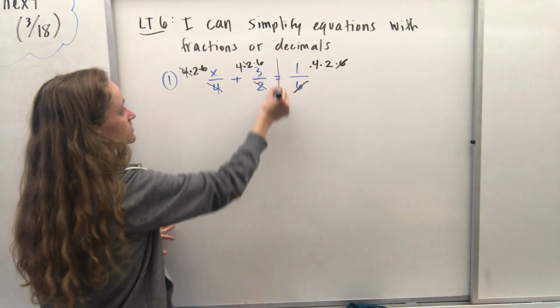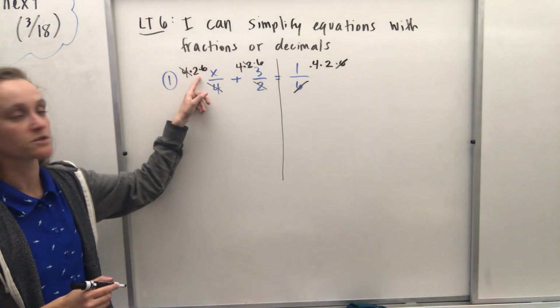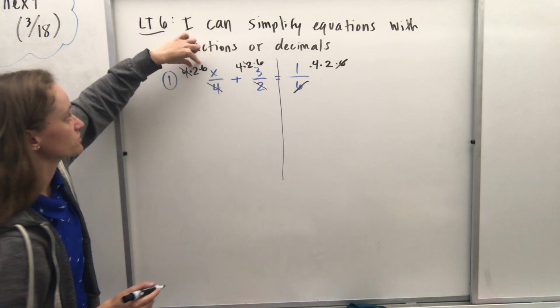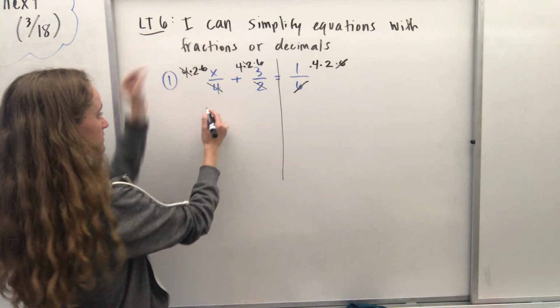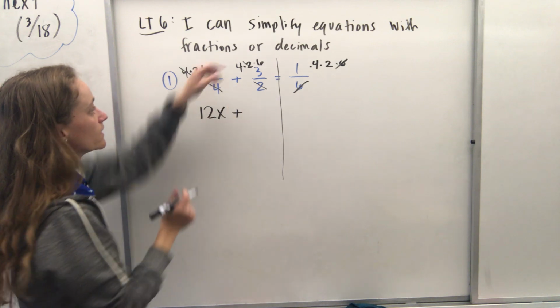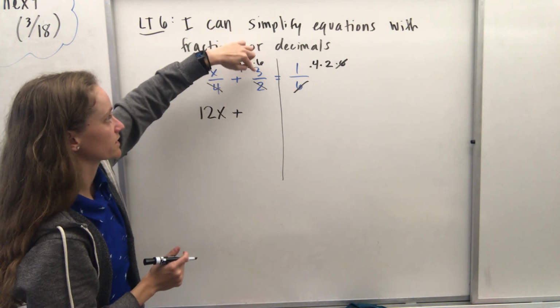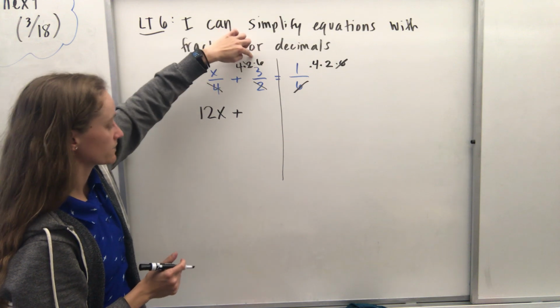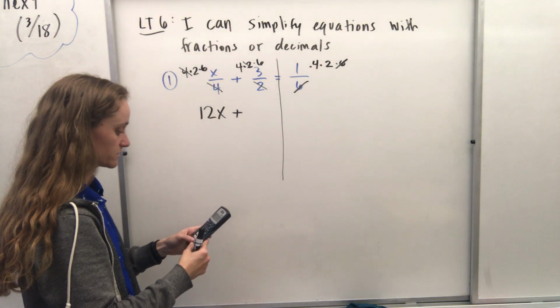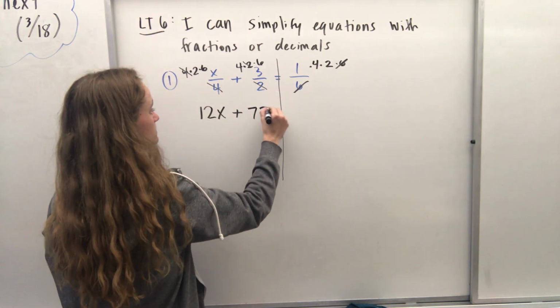So now that those have canceled out, I'm just going to multiply what's left over. So like here I have 2 times 6 times x. So 2 times 6 is 12, times x would be 12x. I put my plus. Here I have 4 times 6 times 3. So 4 times 6 is 24. And then 24 times 3 would be 72.